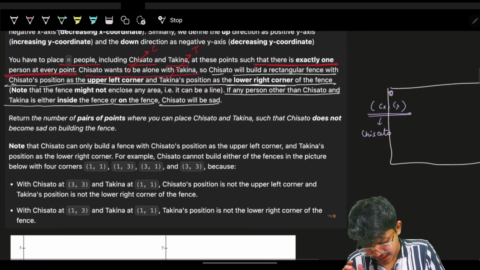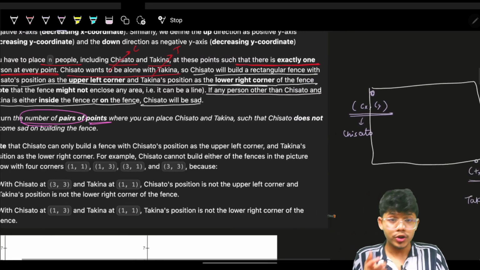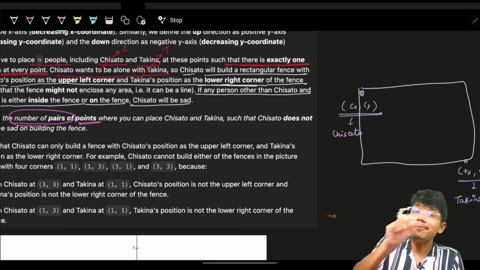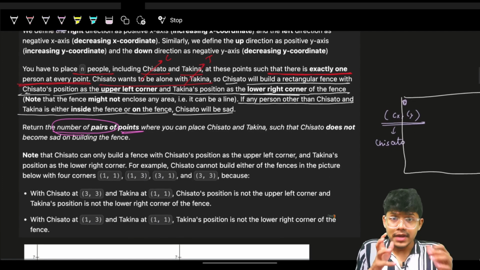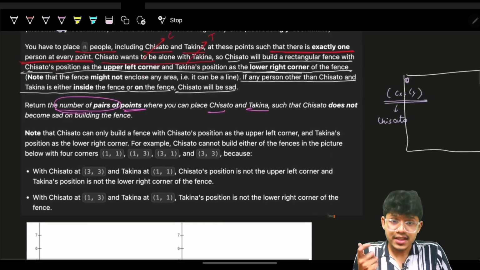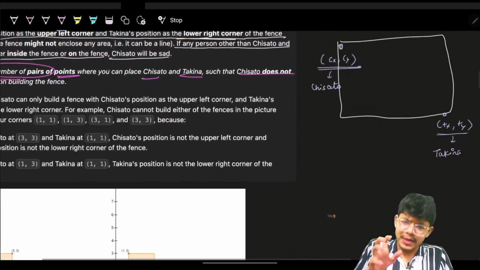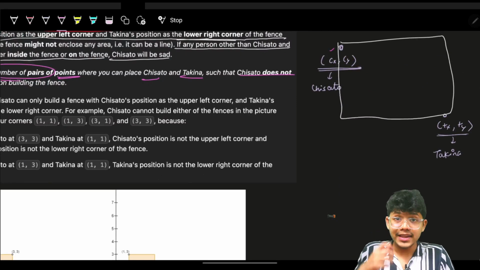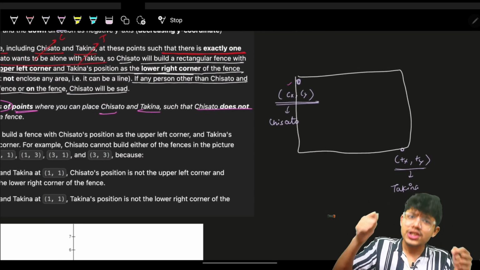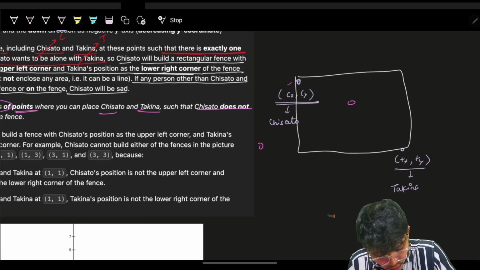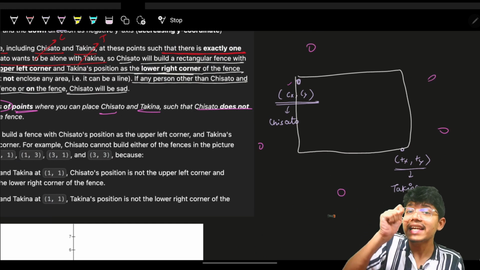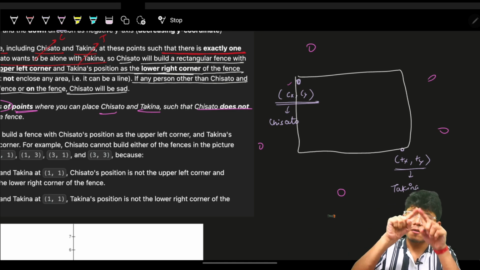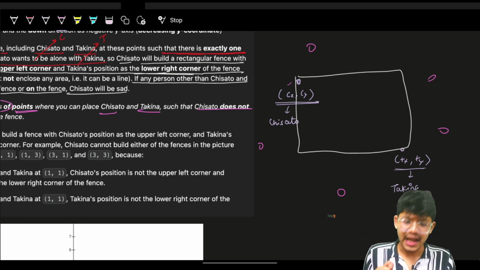Let's see the last line. Return the number of pairs of points. So you saw we have n points. Out of those n points, I have to return the number of pairs of points that I can make for C and T such that C is not sad, which means I have to find the pairs of points C and T such that all the other points are outside, not lying inside the portion which C and T have made.